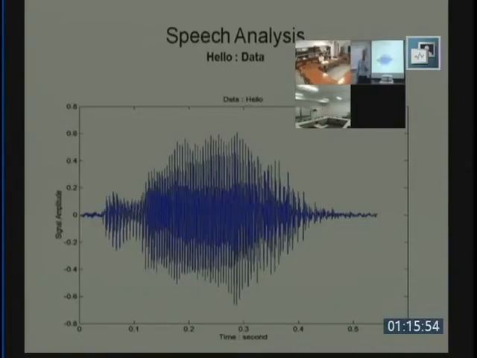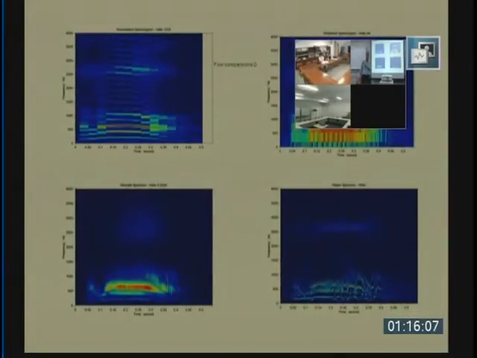I did say speech is chirp. This is when I say hello. This is hello. Digitized. And if I use all different representation, these top two, it's not Fourier, but it's a Fourier-based spectrogram.